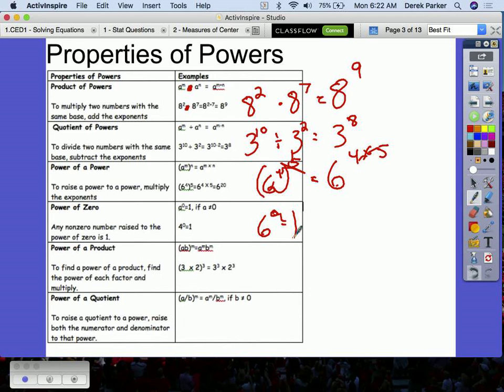Power of a product. To find a power of a product, find the power of each factor and multiply. For example, in this problem, 3 times 2 with an exponent of 3 on the outside, I distribute that exponent to both numbers in the parentheses. And power of a quotient, same thing applies. You distribute the exponent to both numbers in the parentheses.